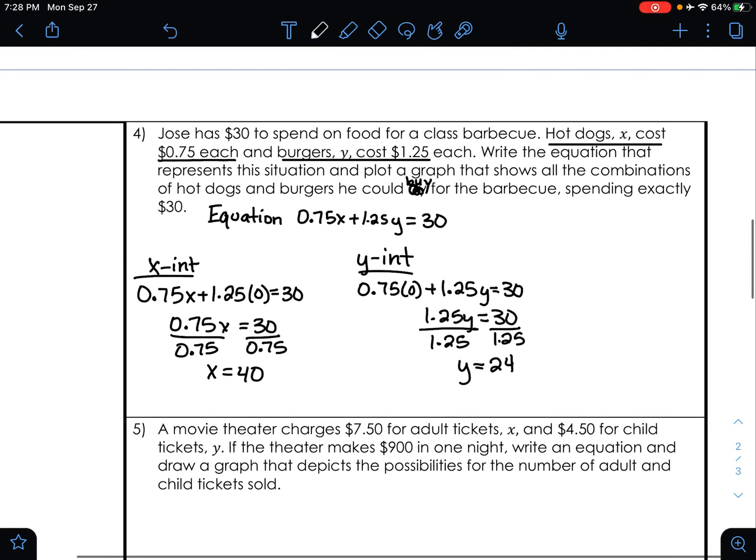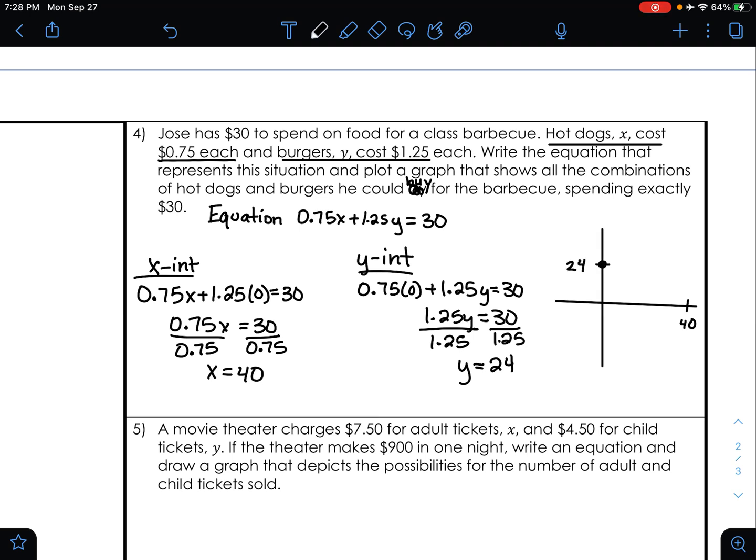Okay, so a graph, this is going to be a rough sketch of the graph. And being able to understand the meaning of it is very important. So I know my X-intercept is going to be over here at 40. My Y-intercept is going to be somewhere over here at 24. I have a point here and a point here. So it should look like this.